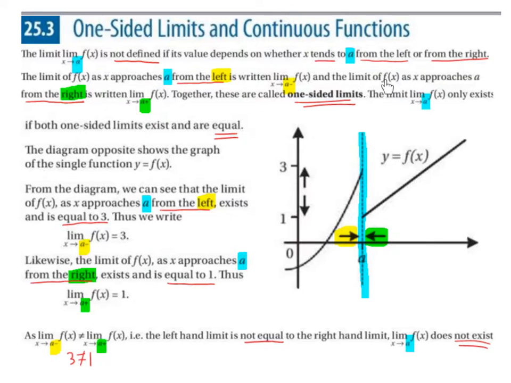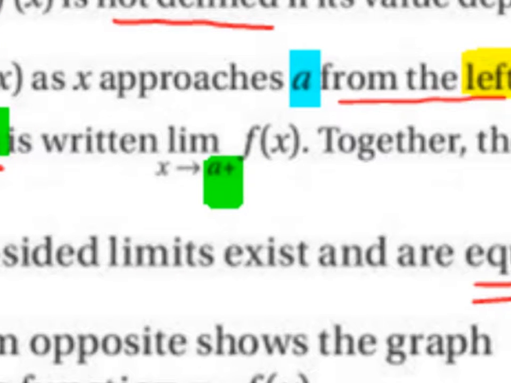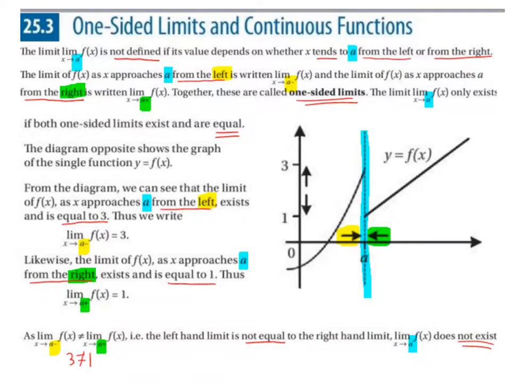And the limit of f(x) as x approaches a from the right is written as the limit of f(x) as x approaches a positive. So we've got x, an arrow, a, and a positive symbol or a plus after the a. Together, these are called one-sided limits.